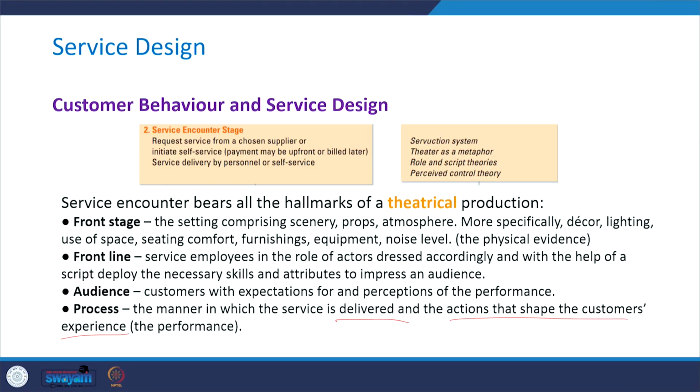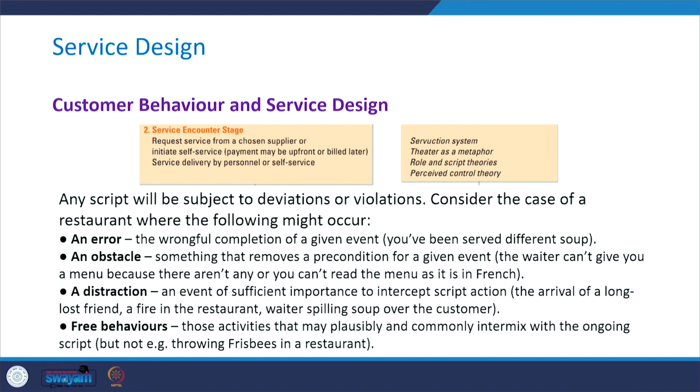So did you guys understand what is the front stage, what is the front line, and who are the audience in this particular movie clip? In connection to this, we should understand that any script will be subject to deviation or violations. Consider a case of a restaurant where the following might occur. First is an error. What is an error? For example, the wrongful completion of a given event. Let's say you have been served a different soup than what you did order.